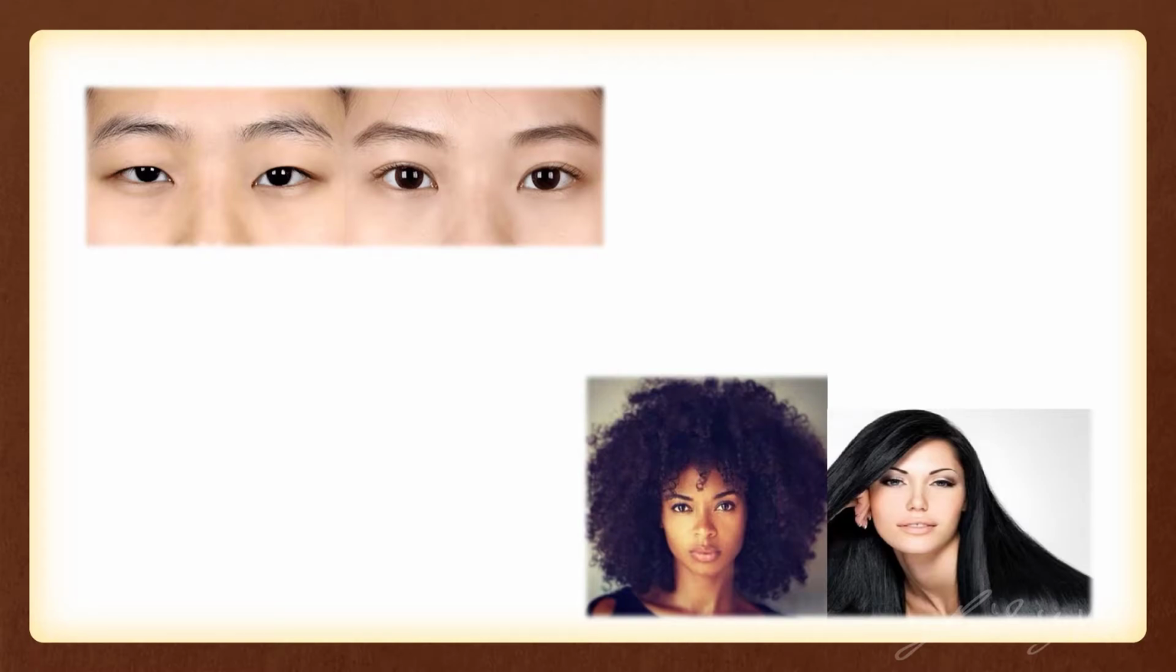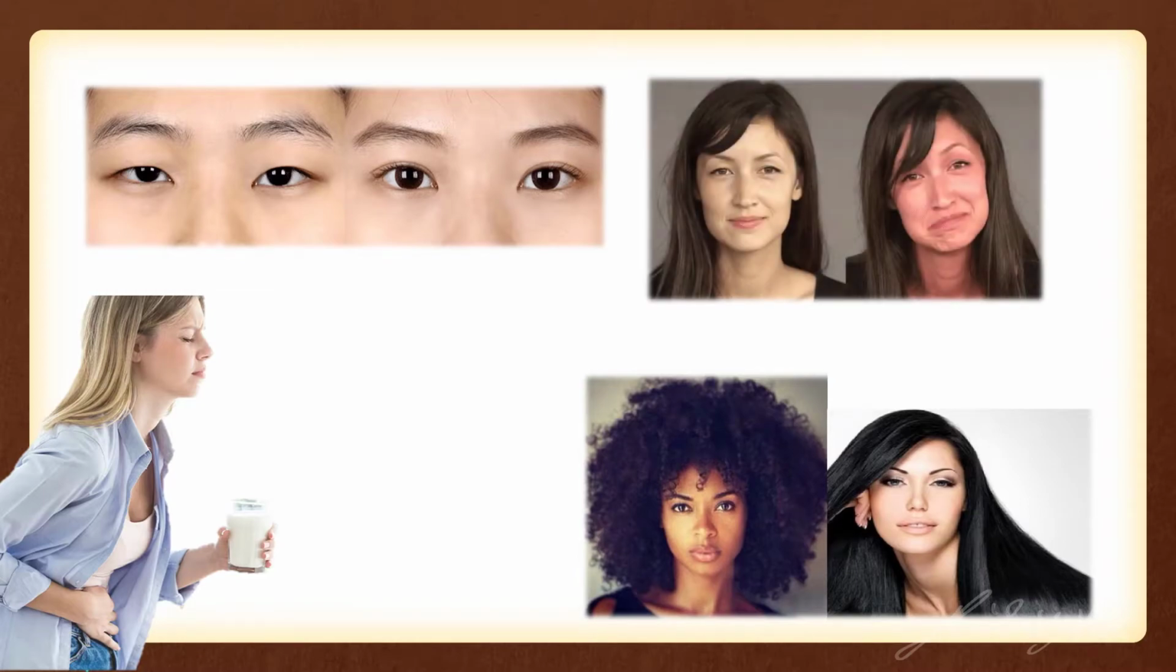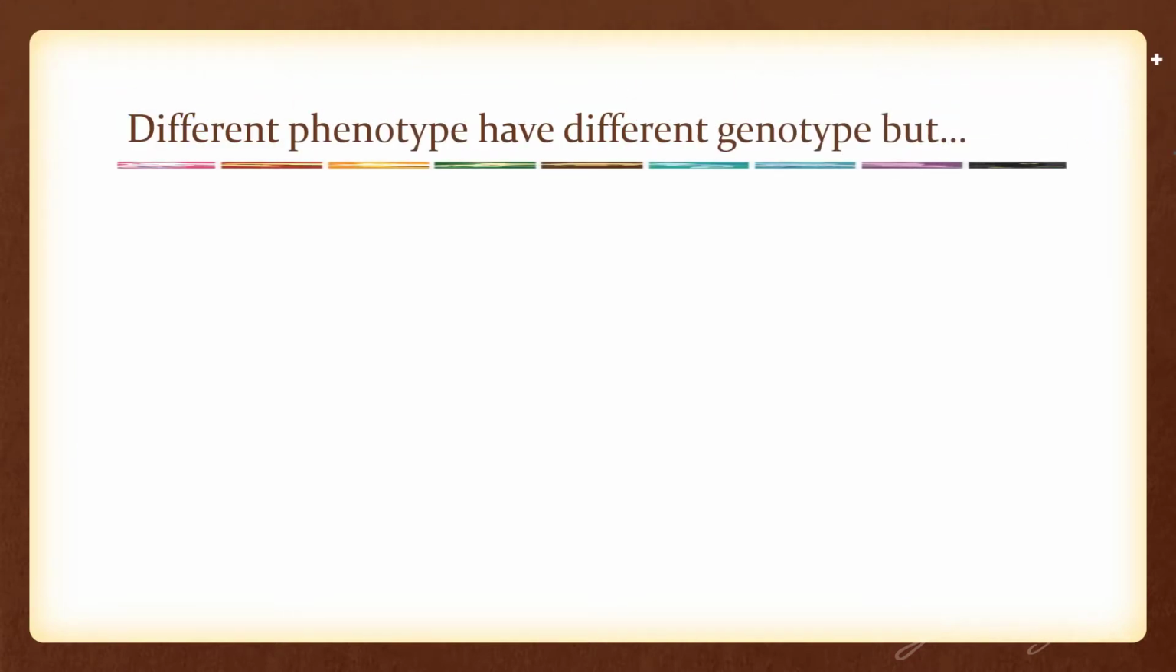But there are also phenotypes that are on the inside. For example, whether a person can drink milk or not. A person who cannot drink milk, we call them lactose intolerant. And as mentioned before, whether we have the enzyme to break down alcohol. If we do not have it, it will cause our face to become red. So our genes will affect our phenotype. So different phenotypes will definitely have different genotypes.